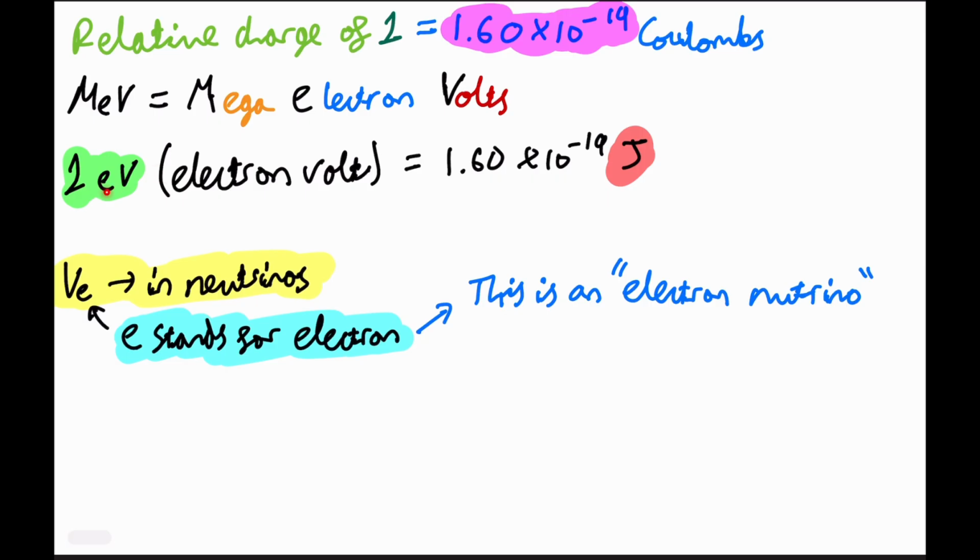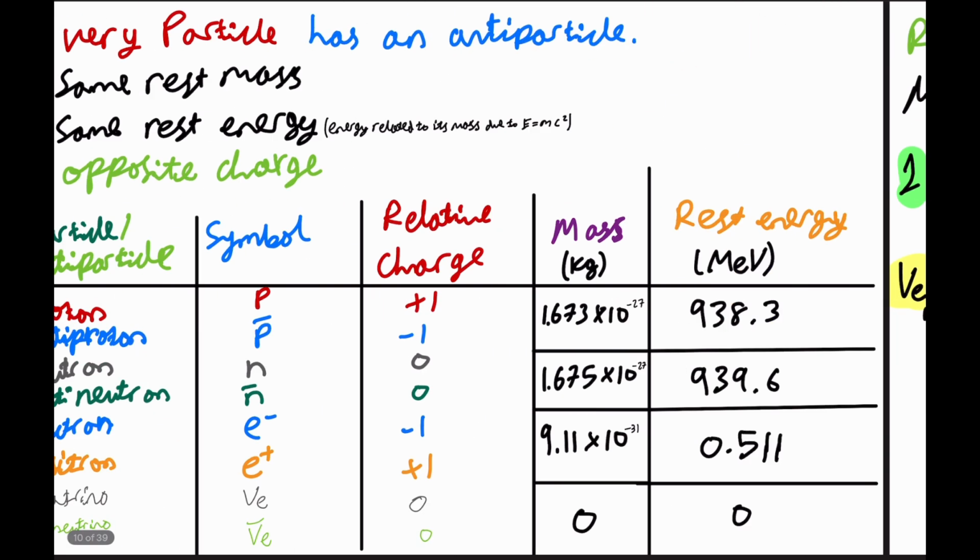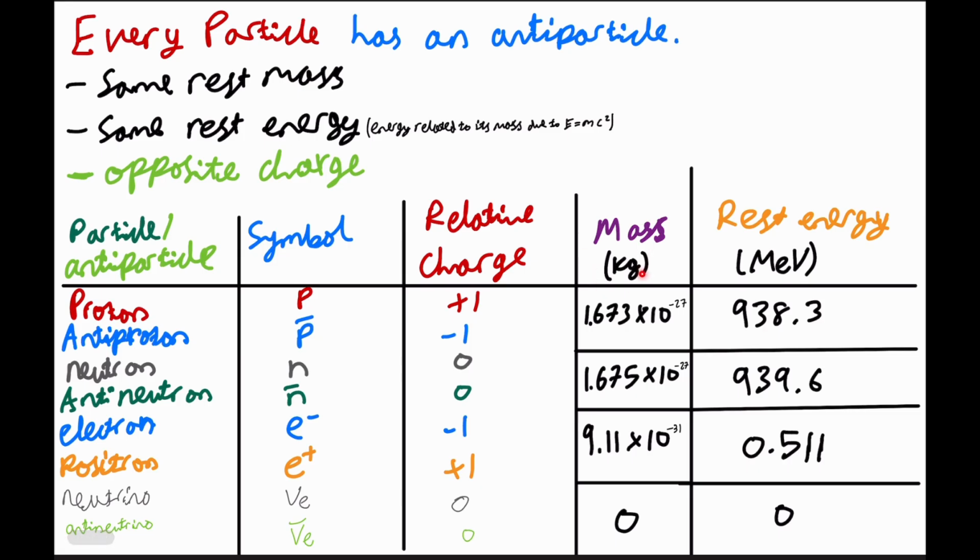And 1 electron volt, so mega would be 1 million of these electron volts, is the same as 1.60 times 10 to the minus 19 joules. So the same number here, but instead of coulombs, you have joules. And remember for the mass, the SI unit is also kilograms, so this is in kilograms, by the way.